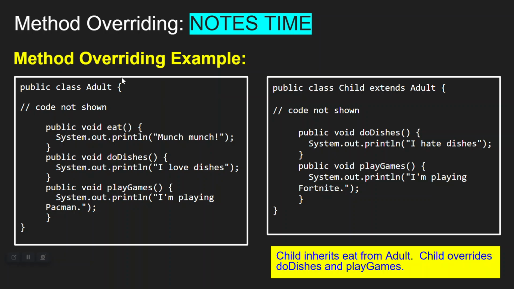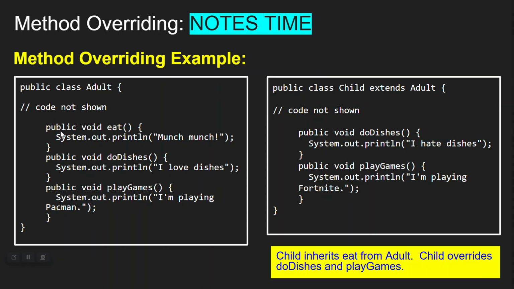Over here, public class Adult, we're going to skip the instance variables and the constructor. We're just going to look at three methods that it has. Public void eat, which will print munch munch. Public void doDishes, which will print I love dishes. And then public void playGames, which will print I'm playing Pac-Man. Now over here, public class Child extends Adult, so Child is a subclass of Adult.